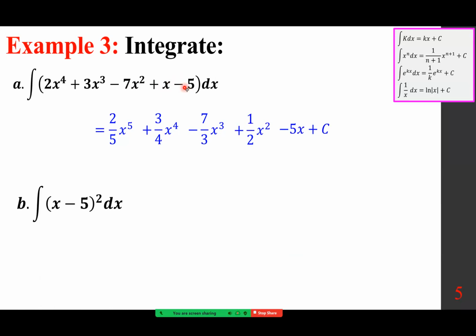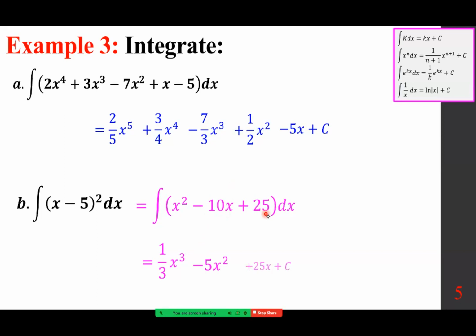For this one, first and foremost, we raise it to the power of 2. We get x squared minus 10x plus 25 dx. 1/3 x cubed minus 10 divided by 2, because the exponent is 1, 1 plus 1, minus 10 divided by 2, minus 5x squared plus 25x and a constant. We are done.